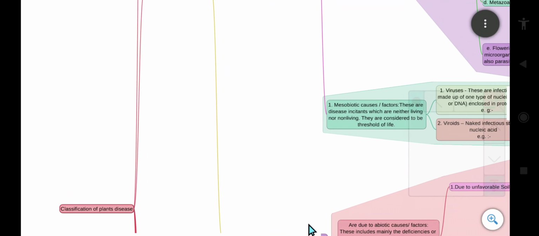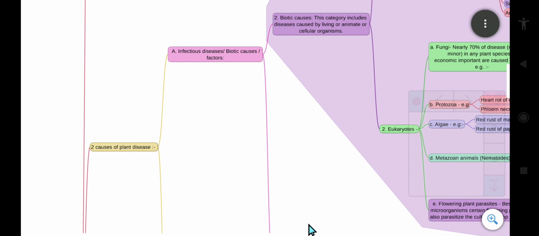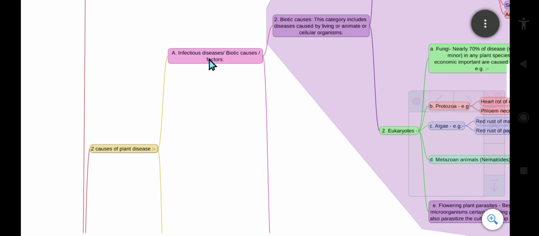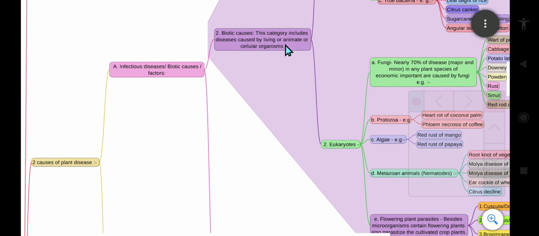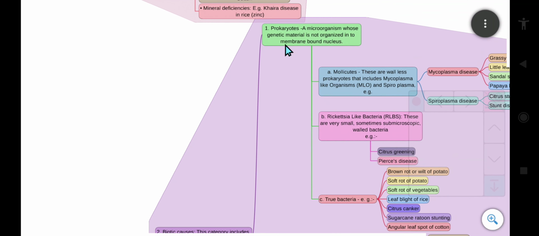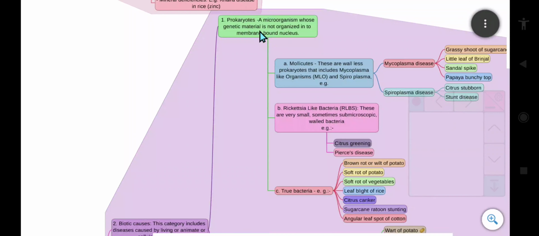Second one is classification of plant disease on the basis of causes of plant diseases. In this, the infectious diseases or biotic causes or factors. This category includes diseases caused by living or animate or cellular organisms. In these, prokaryotes and eukaryotes come, and first one is prokaryotes, microorganisms whose genetic material is not organized into a membrane bound nucleus. It has three parts.